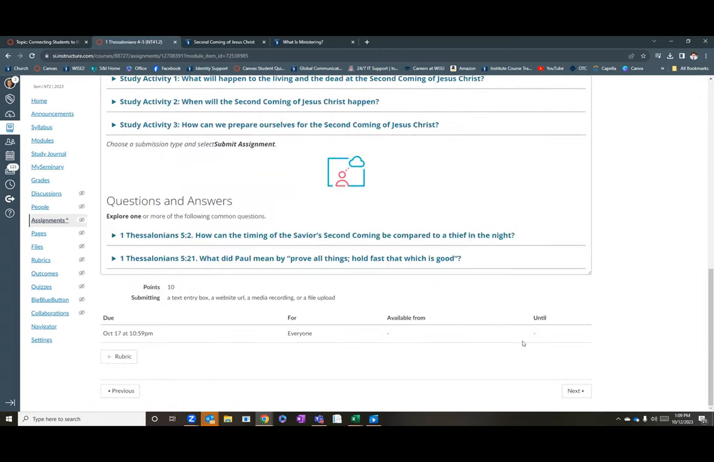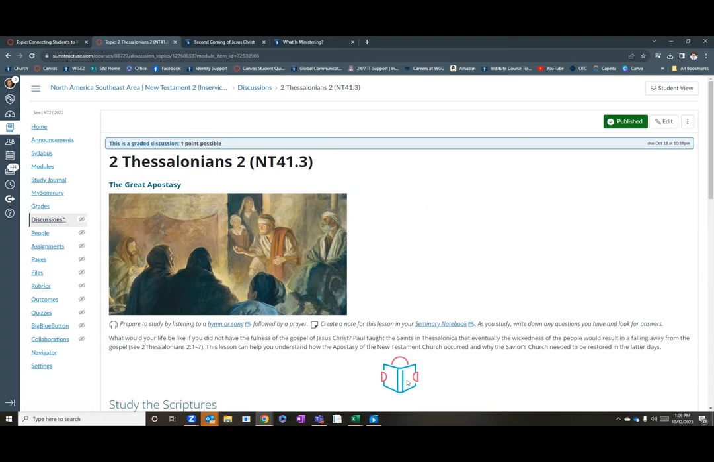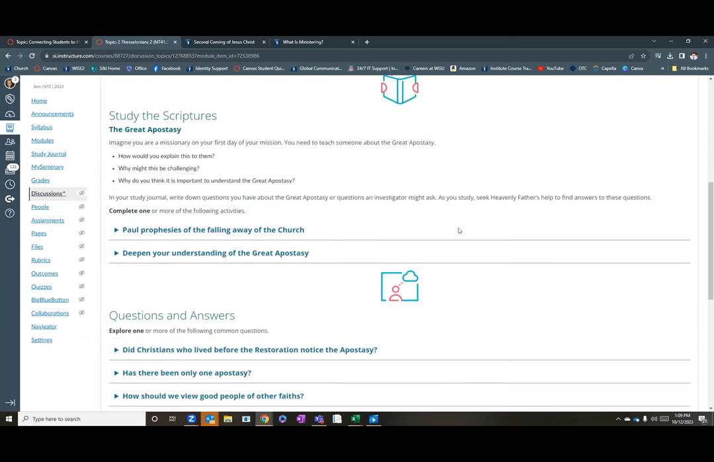The next fantastic discussion is about the apostasy. When Paul is talking about the falling away, he's teaching and giving this prophecy that before the second coming happens, there's going to be a falling away that takes place. This is such a good doctrine to spend some time in. There's a lot of meat here that we can use.